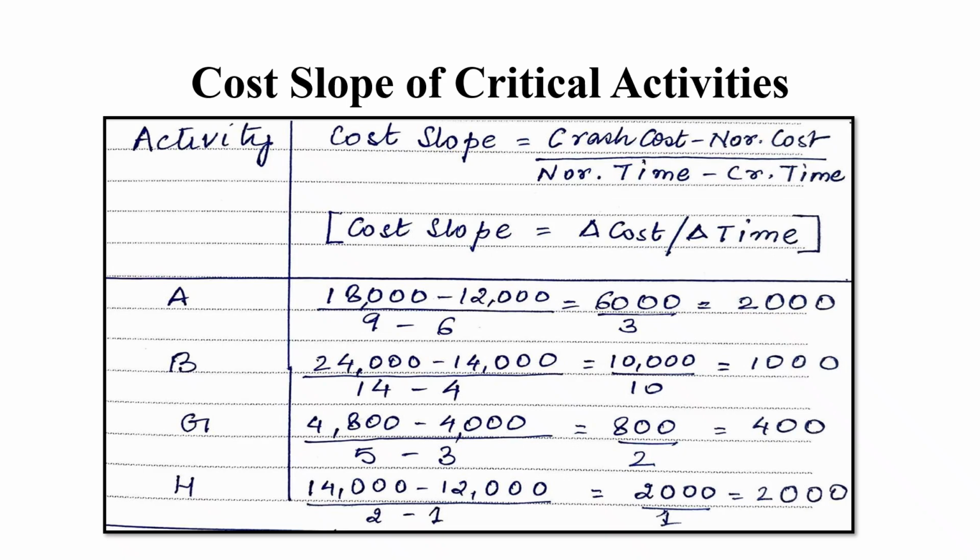So for this we find out the cost slope, which is nothing but the change in cost divided by the change in time. That is, it is the crash cost minus the normal cost divided by normal time minus the crash time. So for each of the activities we compute the cost slope, and for activity A we get it as rupees 2000 per day, for B it is 1000 per day, and for G it is rupees 400 per day, and for H it is rupees 2000 per day. So from this list we have to pick out the least cost slope, right? And which is it? It is for activity G. That is, for activity G we have the lowest cost slope, which means that we will be incurring the lowest amount of additional cost if we crash activity G.